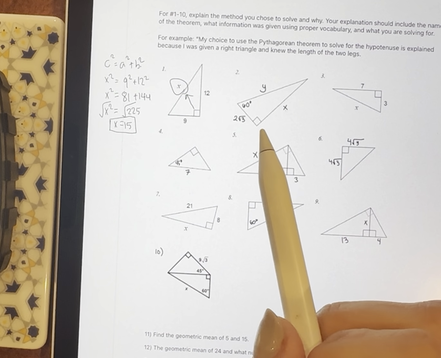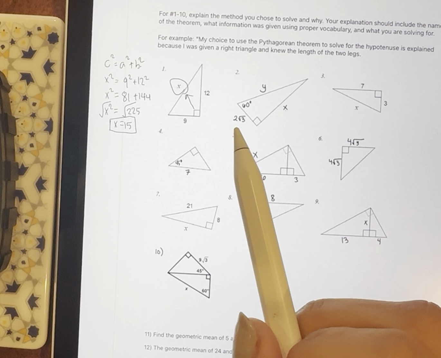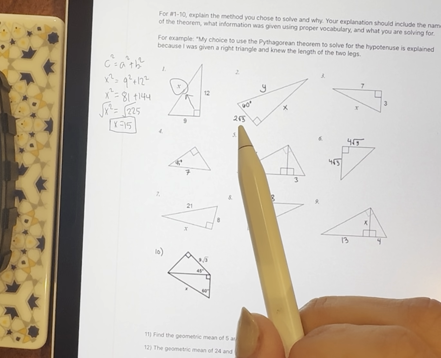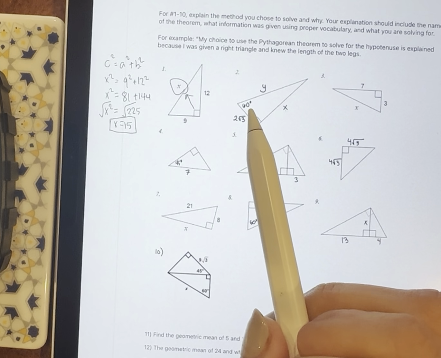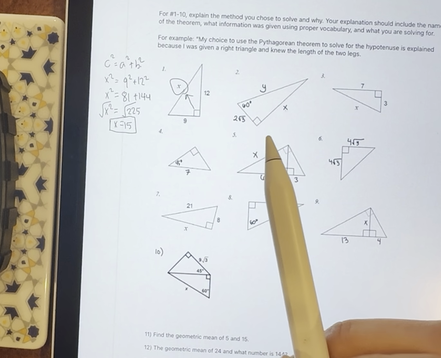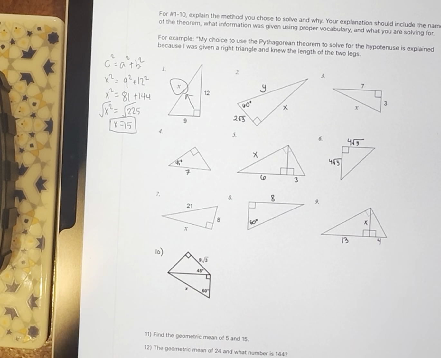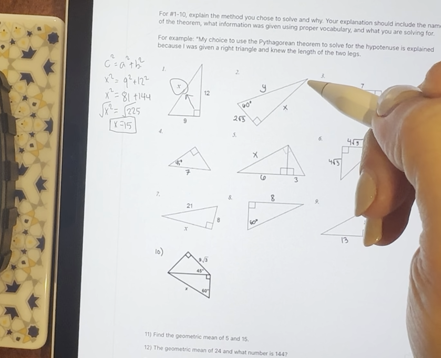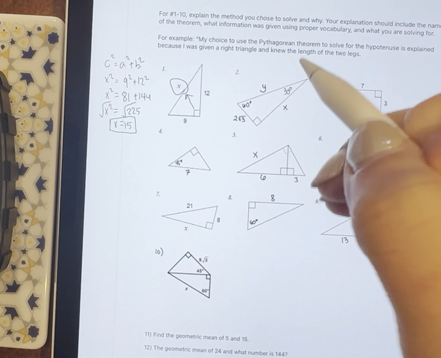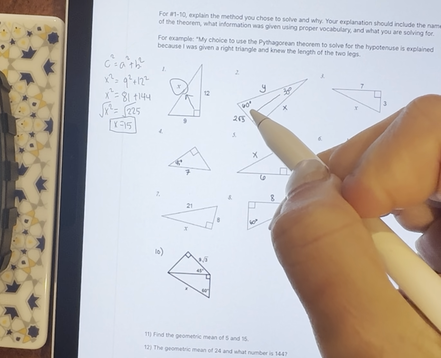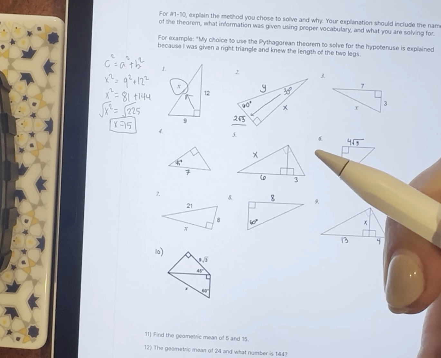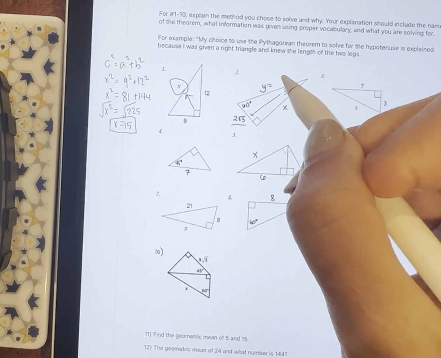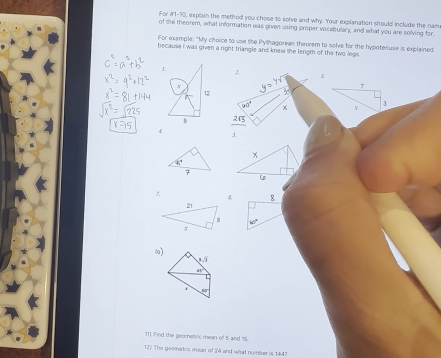Okay, number 2. I have a right triangle, but I am only given one side, so the Pythagorean theorem is not going to cut it. I notice that I've got a 60-degree angle. That makes this a 30-60-90 triangle, so I will use the 30-60-90 triangle theorem. For these, we must take the short leg, which is across from the 30, and we must always begin with that. Then we can double it to get the hypotenuse. So 2 rad 3 doubled is 4 rad 3.